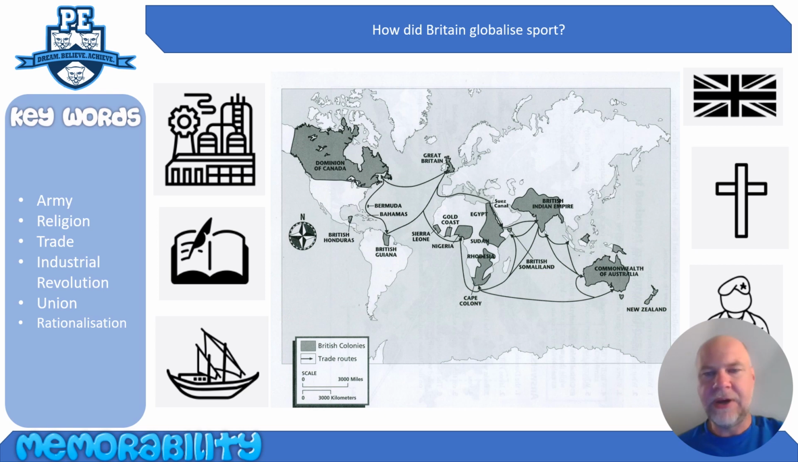Now, many of the British colonies had missionaries and religion, and it was aimed as a way of civilizing cultures and using sport as a method for maybe controlling the locals as the British invaded and took over the world.